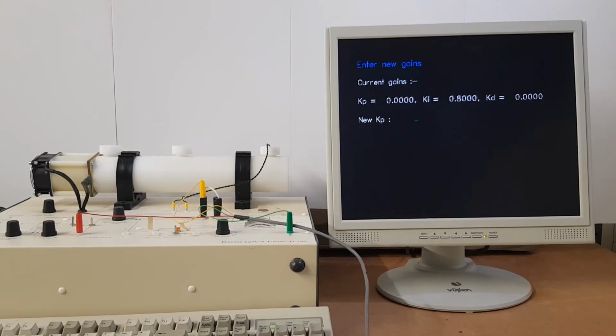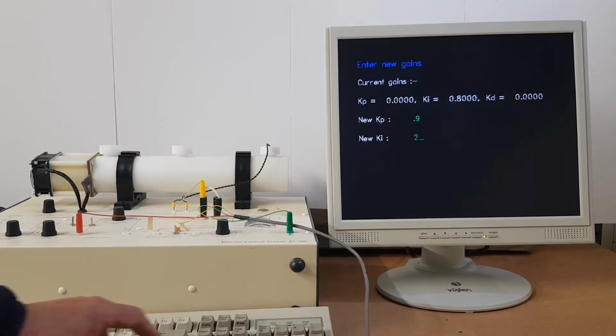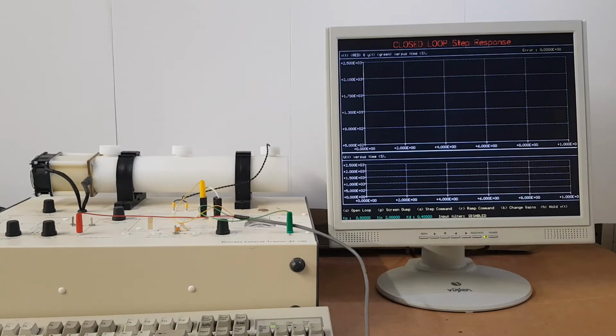We change the control again, say we choose 0.9, 1, and let's say 0.4. So just some random numbers now in the controller. We'll notice we get a different response. So this time we've got all sorts of weird things going on here.